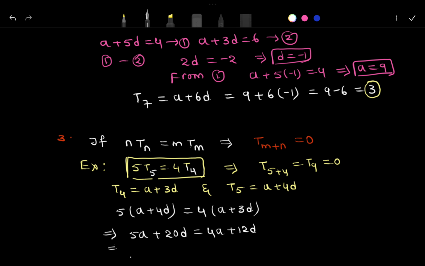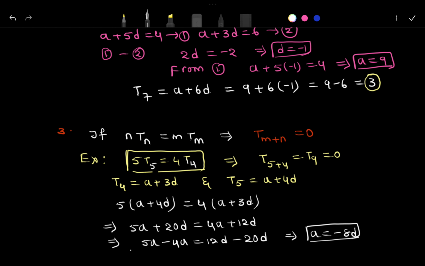Now you get 4A on the left side: 5A minus 4A is equal to 12D minus 20D. Now from this one we can write that A is equal to minus 8D. So this is the A value.